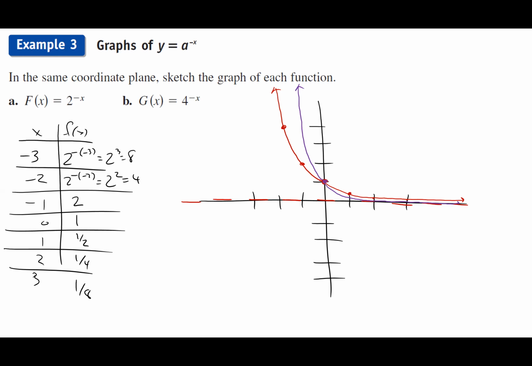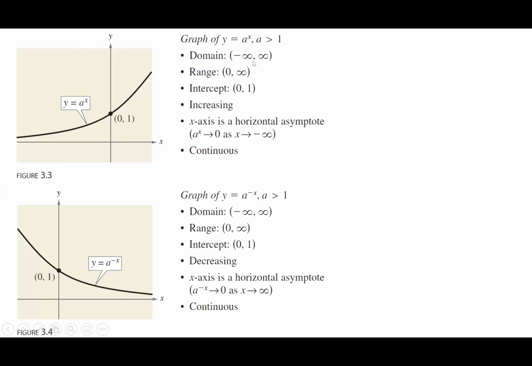Next is in your book, you do have these guys. So I just want to show them to you here. This is a to the x. It goes through 0, 1. So let's talk about this. Oh, let me move this little guy around here. Okay, graph of a to the x if a is greater than 1.